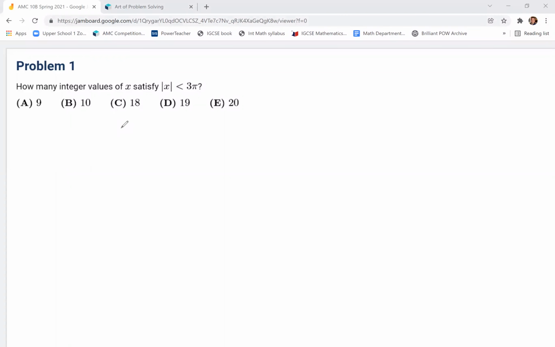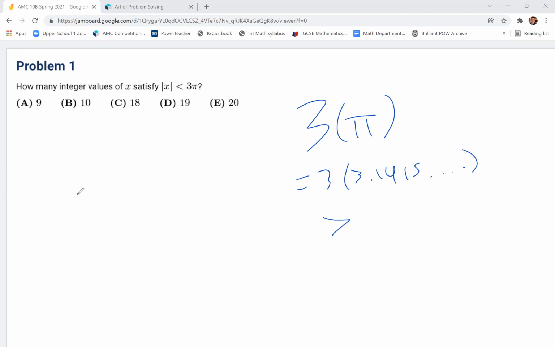3 pi? Well, 3 pi, so pi is 3.14... So 3 times pi, right? 3 times 3.1415... is obviously greater than 9, but it's also less than 10, right? Because in order for the value to end up being larger than 10, the decimal portion would have to be greater than 0.33333, which it's not. So therefore, we know 3 pi is in between 9 and 10.